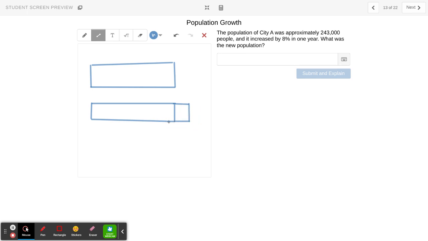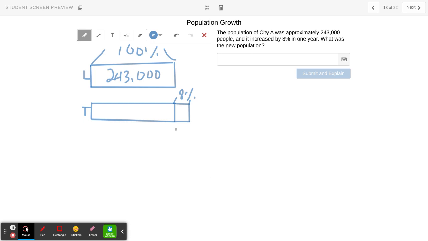Okay. And so now I'm just going to start labeling what I know. This is the original, it's 100%. And I also know, since it says the population was 243,000, I also know this is 243,000. Okay. And then, so that's the original or last year. And then this year, or in 1 year later, it's 8% more, right? So I know this is 8%, and it's 8% more of the original amount, right?